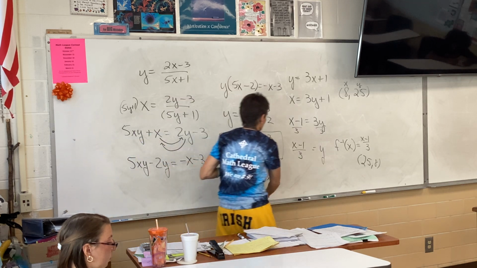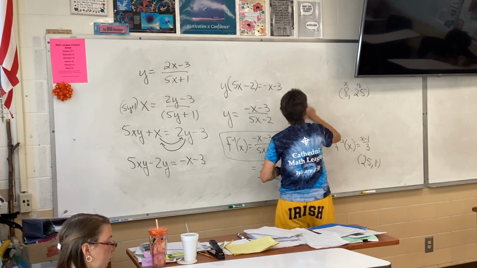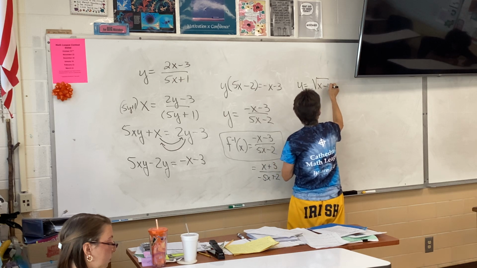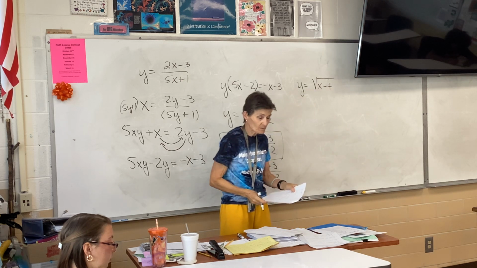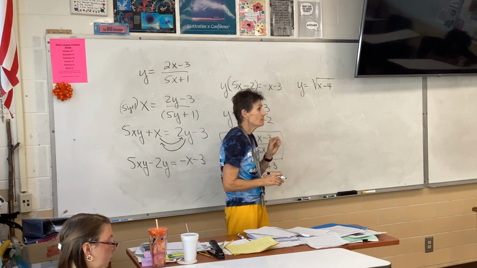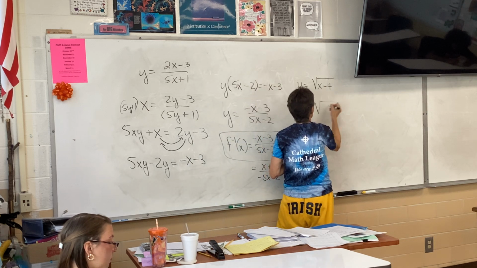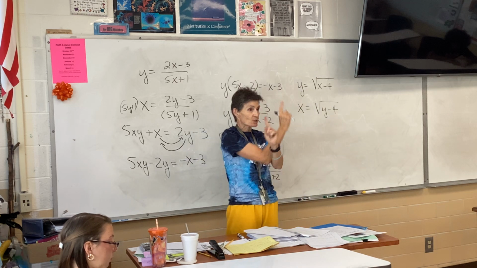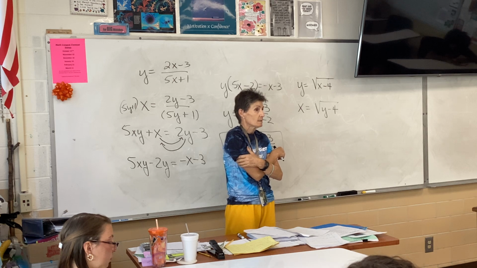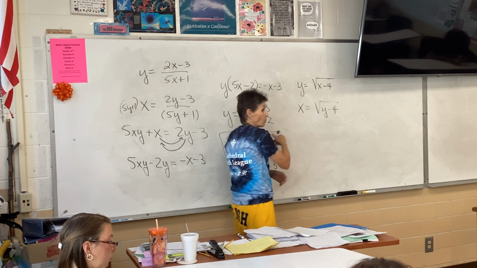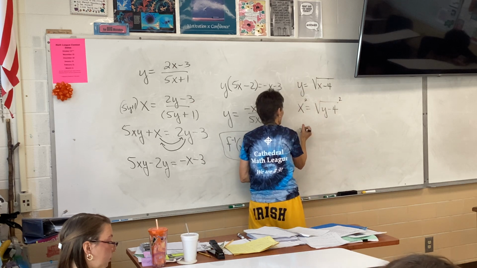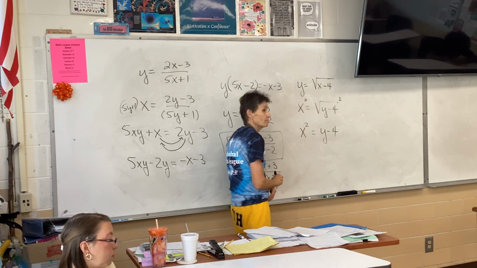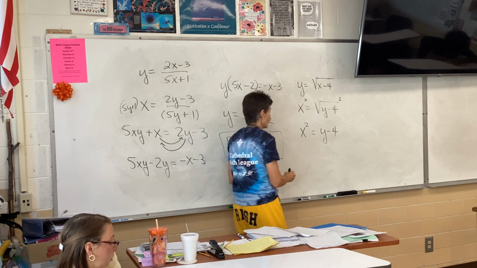How about D? D looks different. Your job is to find the inverse. So here's the problem. What do you think? How do we start? Square both sides. Wait, how do we start? Oh, we're going to switch variables. Switch our variables. That's what gives you the inverse. That's switching x's and y's. Okay, now we'll square both sides. So x squared equals, remember when you square a square root, and then we'll add 4.